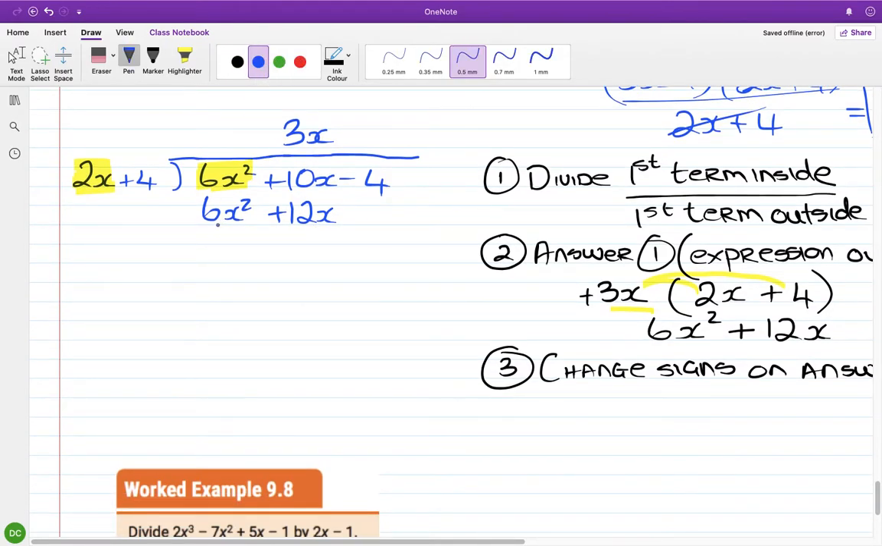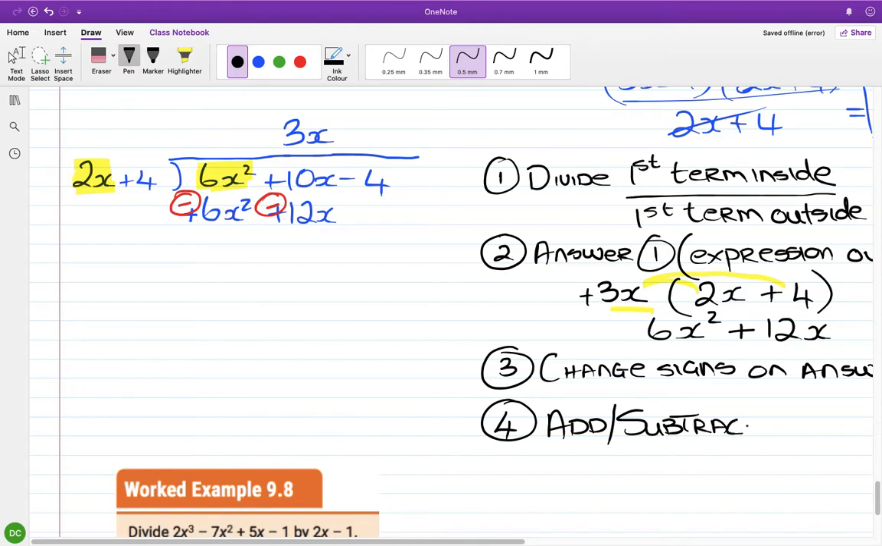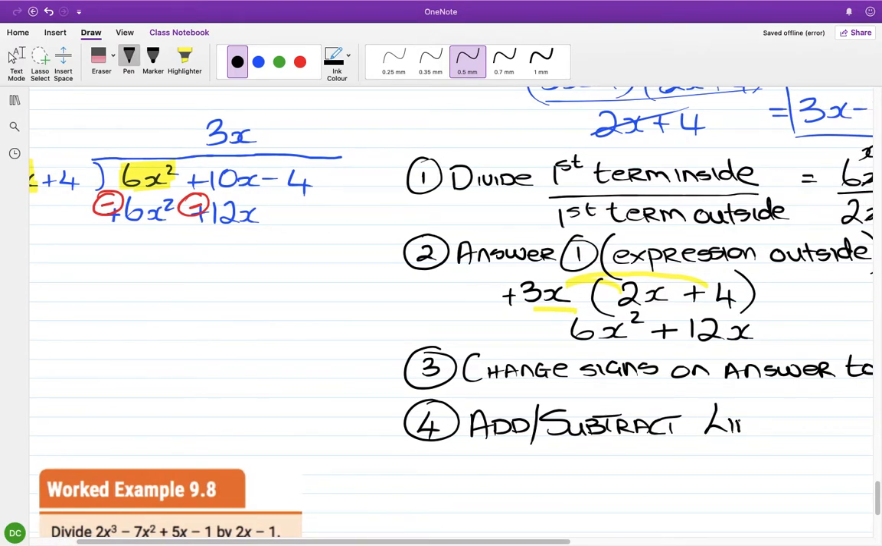Okay? Now we need to acknowledge that this 6x squared is a plus 6x squared, and then we need to change them. Okay, so instead of plus, it's going to be a minus, and instead of plus, it's going to be a minus. So you change it to the opposite. So if it were a minus, you would change it to plus. You literally just change the signs. And then you add or subtract depending on the signs.